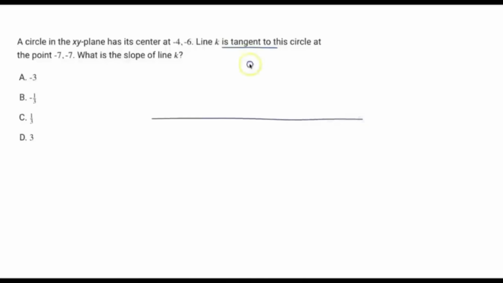So if we draw the coordinate plane here, and we know that the circle has its center at these coordinates, -4, -6. So it's going to be somewhere, I don't know, like right here. And we don't actually know the radius of the circle. We probably could calculate it using these points and finding the distance, but that's not really relevant for our problem, and you'll see why. So line K is tangent to the circle at the point -7, -7. And so -7, -7 is out here somewhere. And so the radius is going to be somewhere like this.